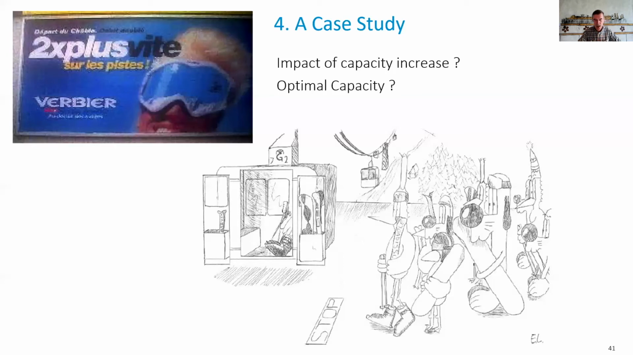The question I'm asking here is, what is the impact of a capacity increase on a system? And what is the optimal capacity, in the sense that if we want to balance the cost versus benefit, what is the region where we have the most gain without a cost that is too large? This is a question that is constantly being asked for all systems you have to dimension.